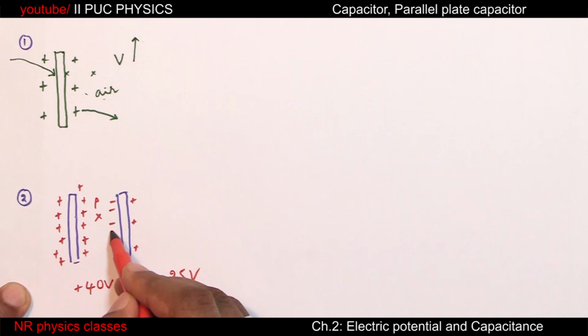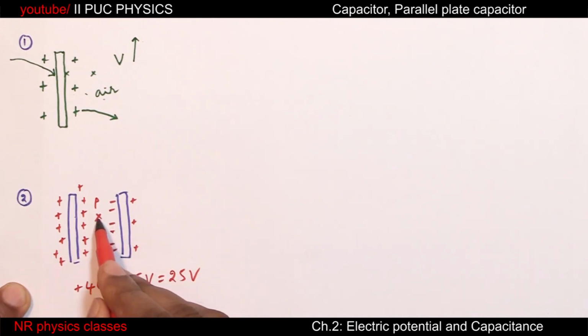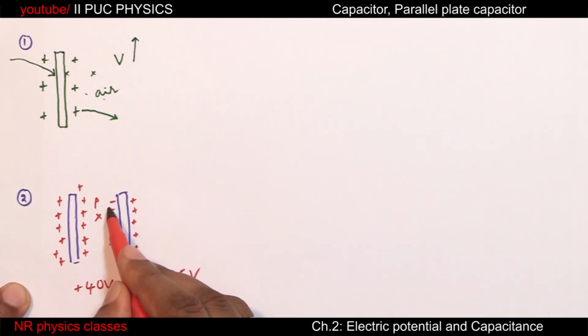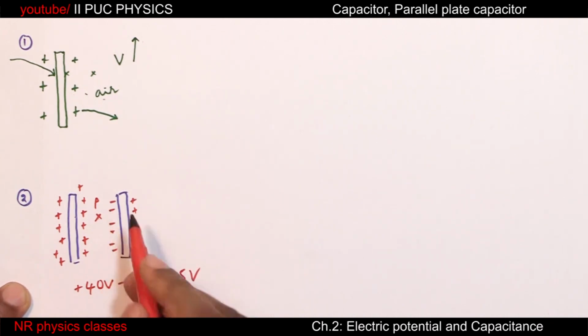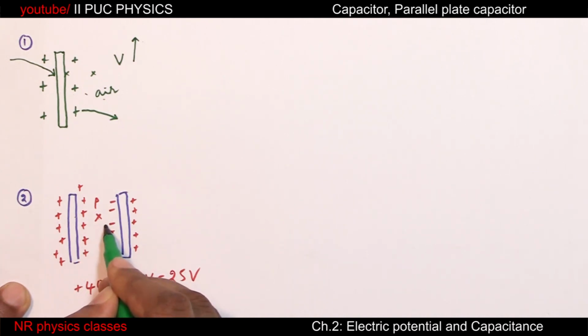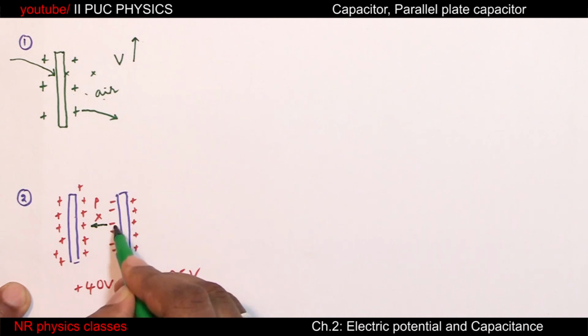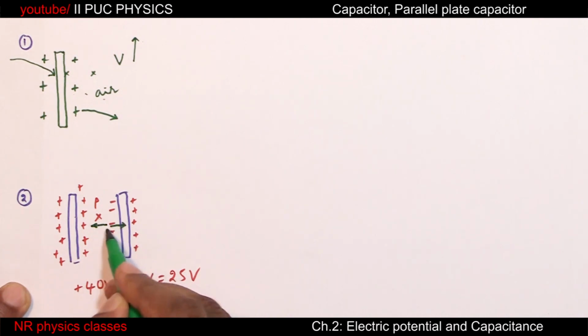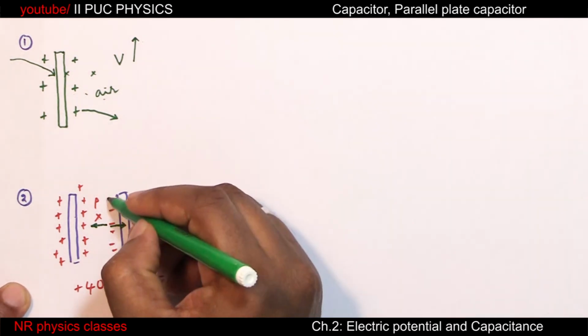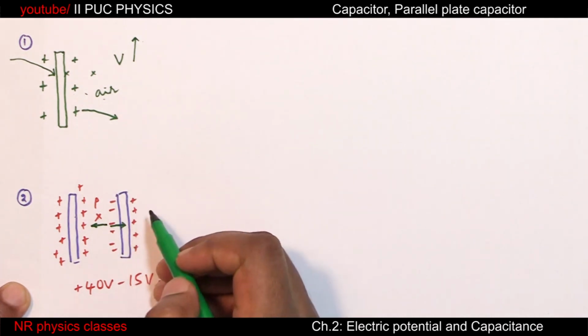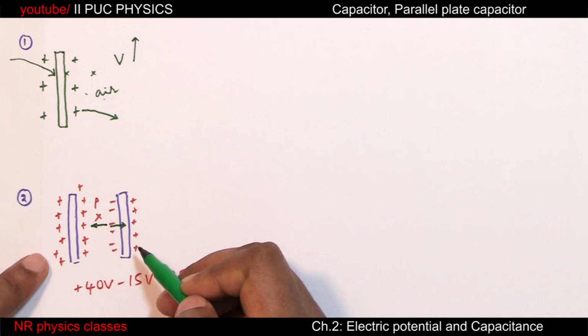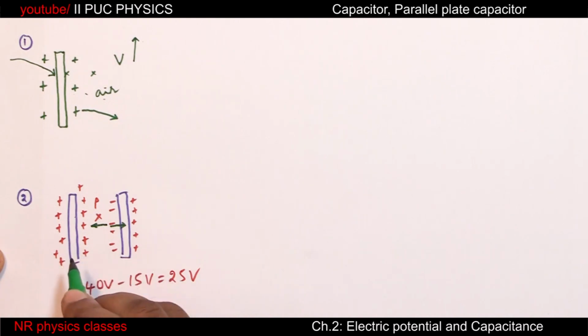That in turn pulls a few more electrons. That in turn decreases the potential. So an equilibrium is reached where these electrons experience zero net force, because force on these electrons due to this positive charge is in this direction. Force on these electrons due to this negative charge is in this direction. If these two are equal and opposite, then the net force is equal to 0. That is the meaning of equilibrium. Okay. See, compared to the first case, charge accumulation is more in the second case. But still, we are not happy with the capacity of this arrangement.